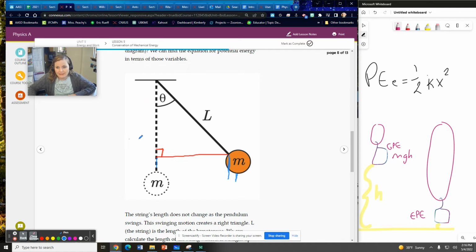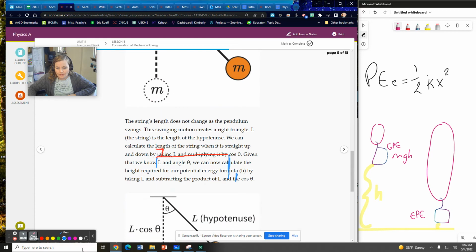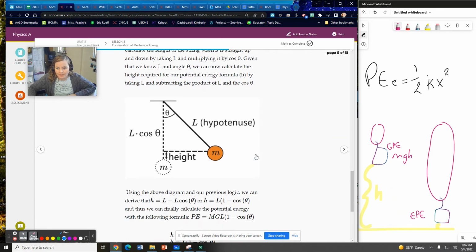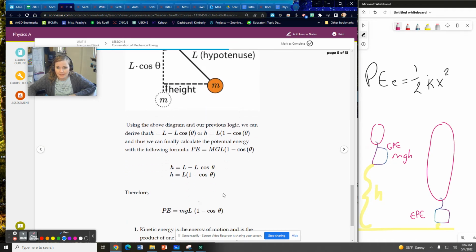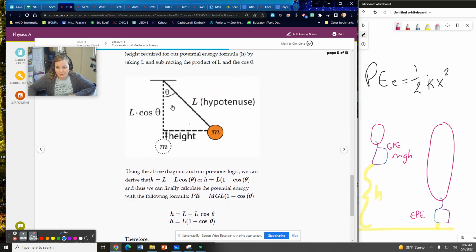So what I'm saying is if I can determine the length of the hypotenuse, what you can do is you can take the length of the hypotenuse and subtract the length of this leg, and that gives you the height. So we're trying to figure out this length here. If I take this length and subtract this length, it's going to give me that chunk, which is the height of my mass. So that's what it's showing you how to do there.